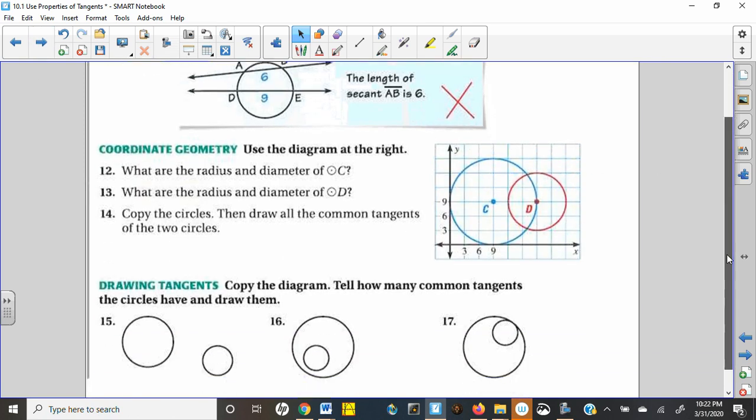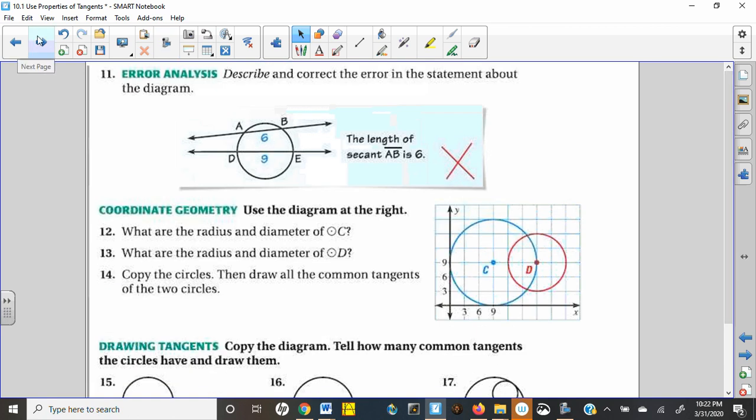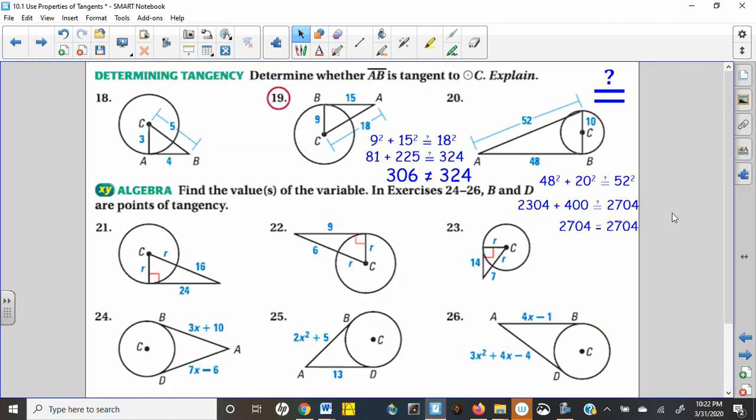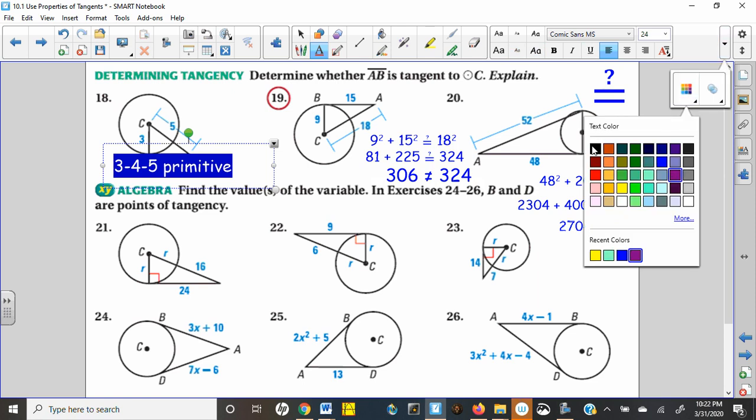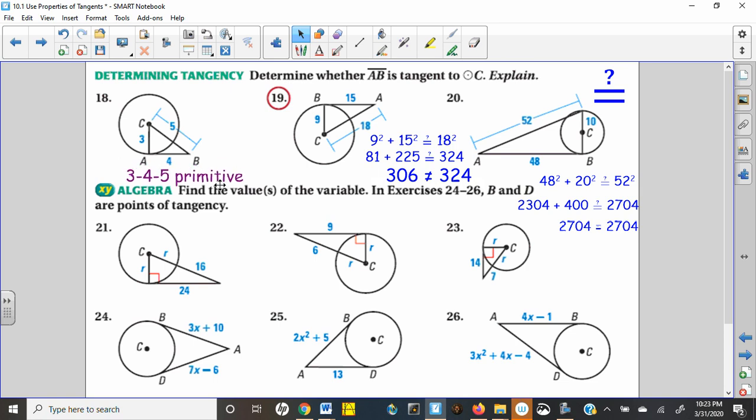11 through 17, nobody really asked about any of those. 18, 19, 20, I'll just remind you that when you're testing to see if you have a right triangle, if you notice it's a primitive, just say 3, 4, 5, primitive, that'd be great. Or even if it's a multiple of a primitive, that would work also. But if you don't recognize it as a primitive, you have to test it.